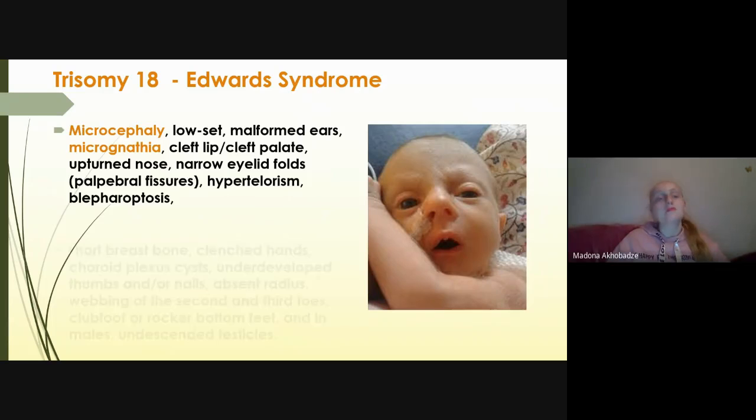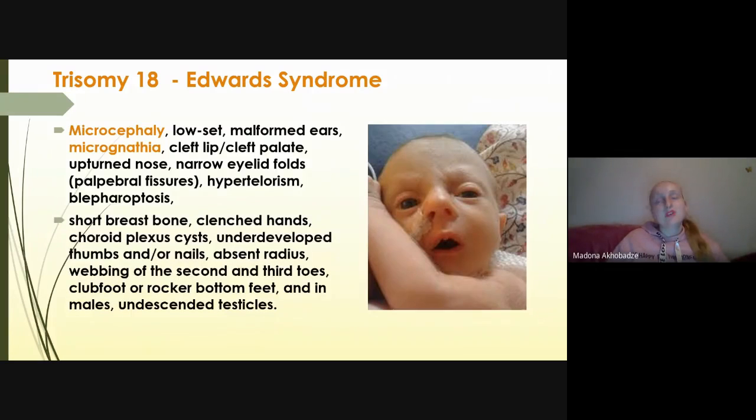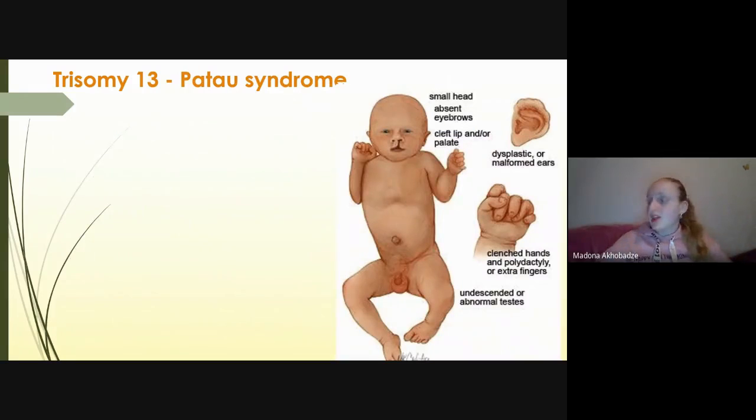Okay. Blepharoptosis, it means the eyelids fall down. It's not possible to open the eyes fully, just like me, because I'm half asleep now. And I had 2 lectures, and I had the night shift, it was quite terrible. Short breastbone, clenched hands, and these ones I have already listed.